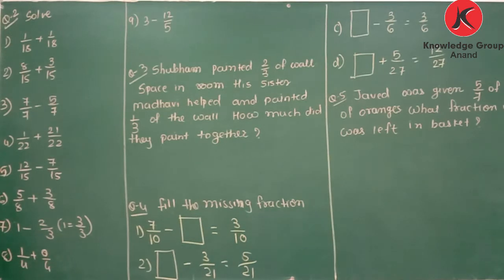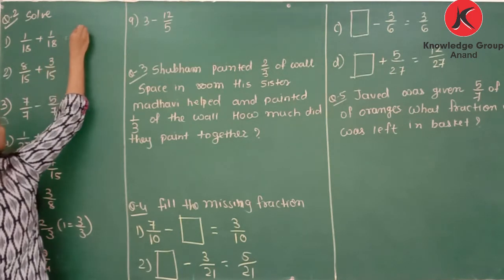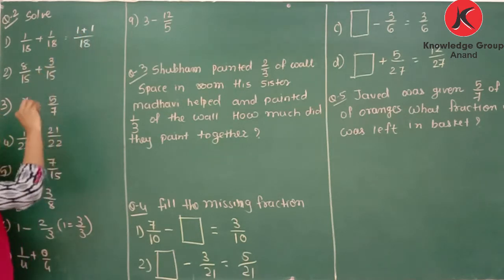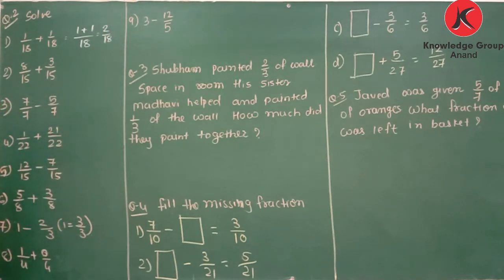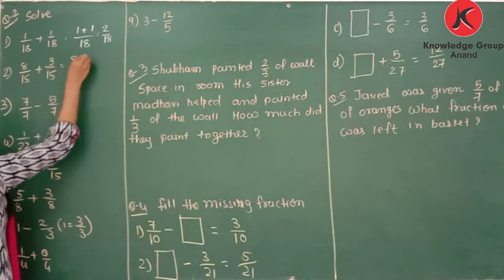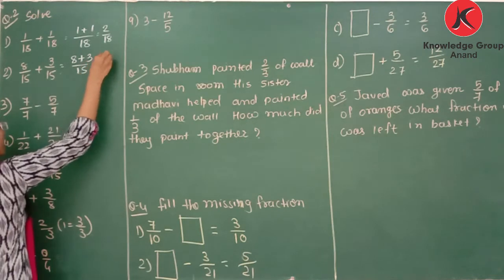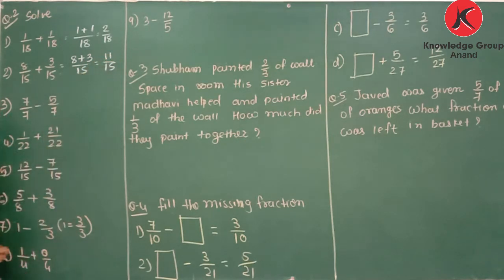Now question number 2. Solve. First is 1 by 18 plus 1 by 18. So here the denominators are the same, meaning they are like fractions. So we can write directly 1 plus 1 divided by 18. So this is 2 by 18. You can cut the common factor, the answer is 1 by 9 or 2 by 18. That is also correct. Both answers are right. Here 8 by 15 plus 3 by 15. So here we will add 8 plus 3 whole divided by 15. So that is 11 by 15.